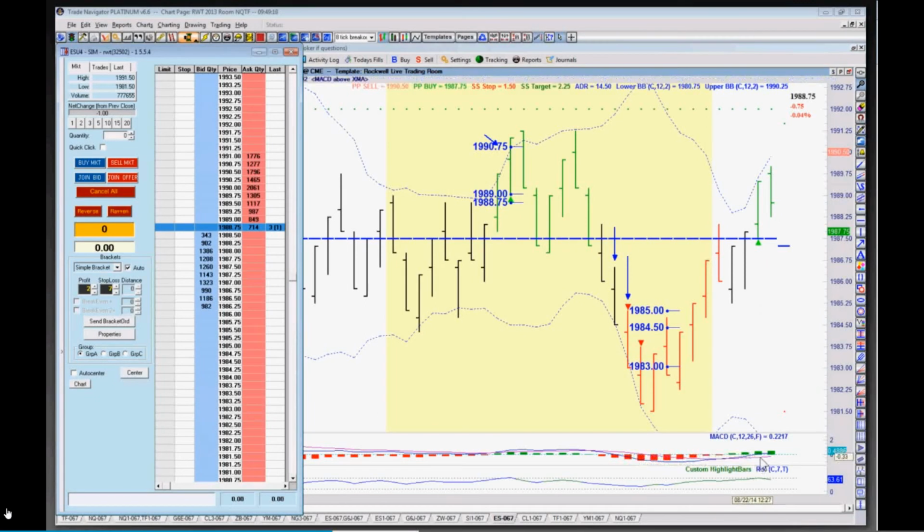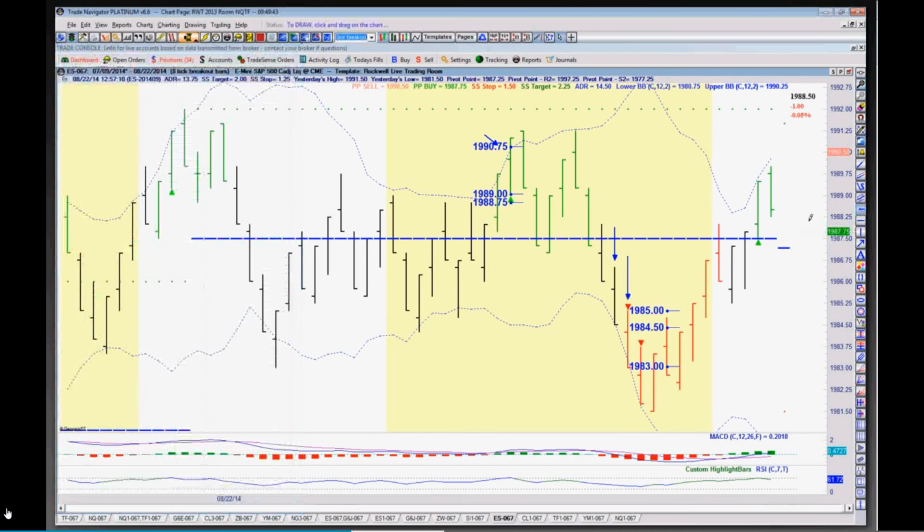We have MACD bullish based on our rules, above the zero line, above the signal line. On this bar, RSI was above 70. We're tagging the upper band. Now we're getting a retracement. RSI is below 70. So we could place a buy order at 1987.75. So this is where we put our buy order.